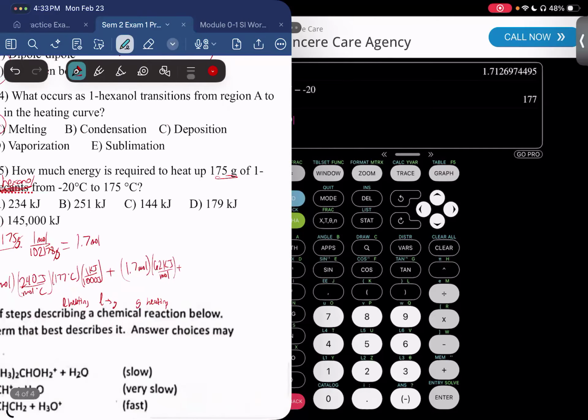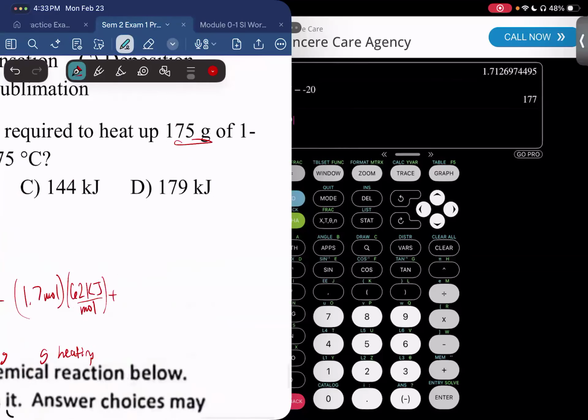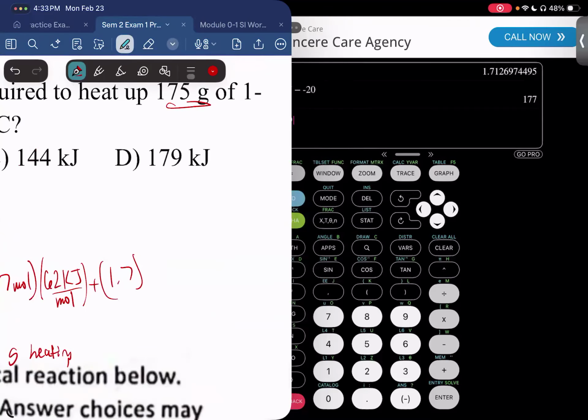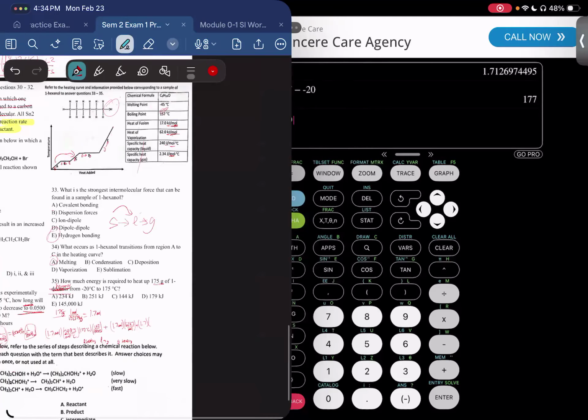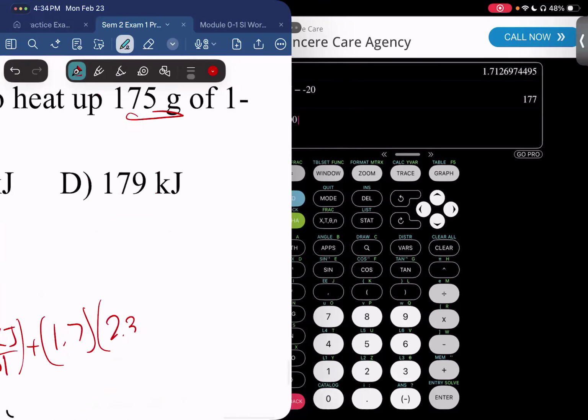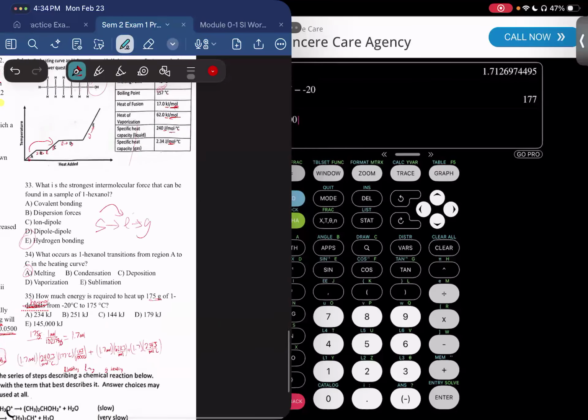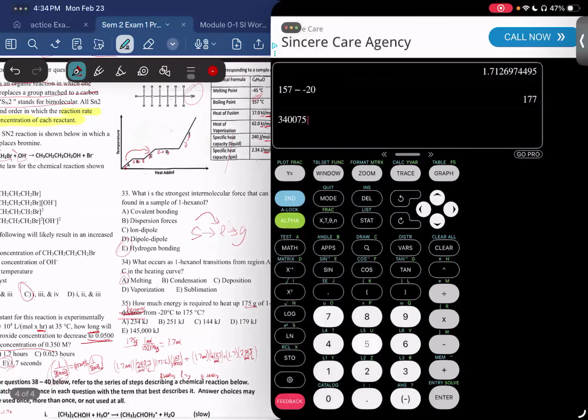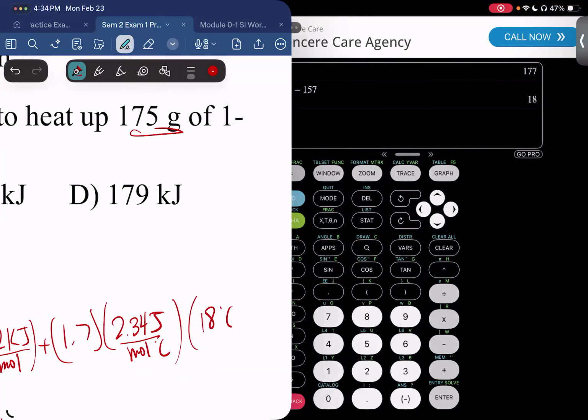And then the last one is 1.7 times, same deal, where now we're using the specific heat of gas. So 2.34 joules over mole times Celsius. Now that it's 157 to 175, we do 175 minus 157. That's 18, so 18 degrees Celsius. This is mole. And then 1 divided by 1,000.